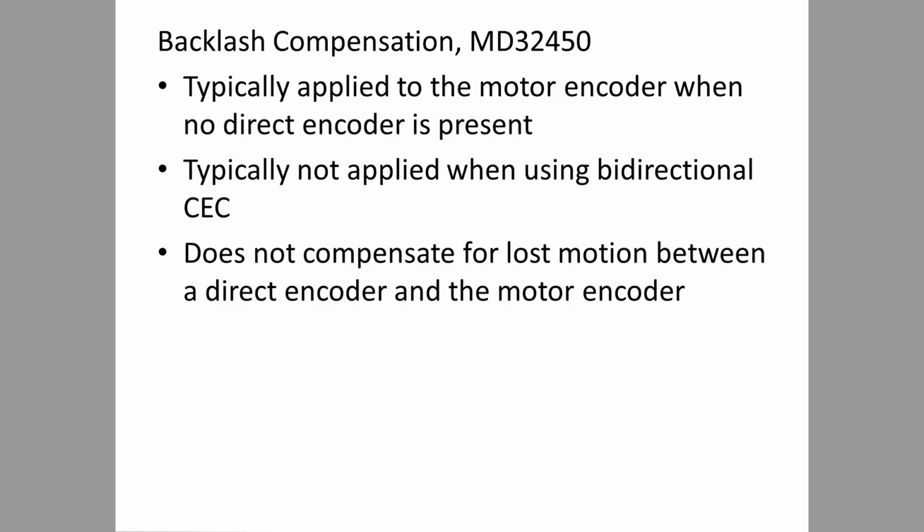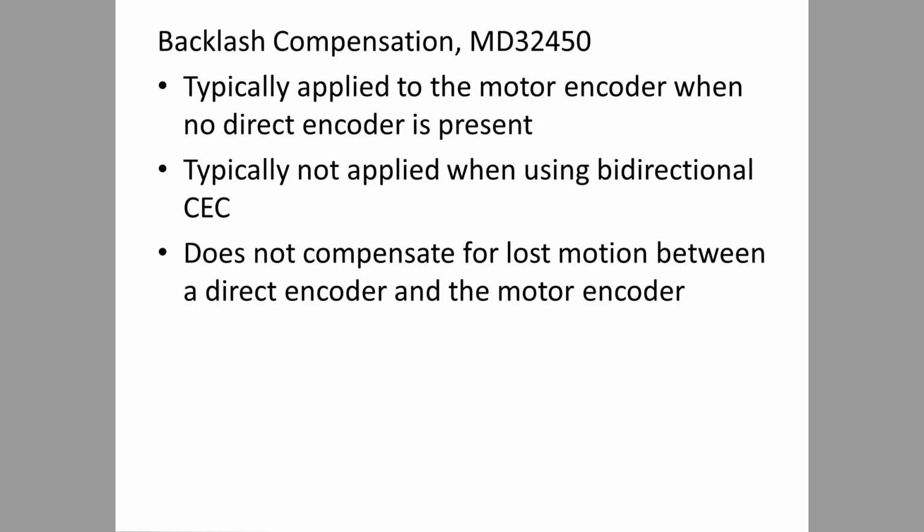So now that we've talked about doing bidirectional comp, there is also a backlash compensation per axis in machine data 32450. There's an index 0 and an index 1. Index 0 being for measuring system 1, index 1 being for measuring system 2. Again, they're offset by 1. Typically, these are applied to the motor encoder when there's no direct encoder present. Because if we apply a backlash comp on top of a direct encoder, that's not correcting for the play between the motor encoder and the direct encoder. What that's doing is applying an additional comp on top of whatever the direct encoder is reading. That usually causes more problems than it solves. There are some special cases where it can work, but those are very, very rare.